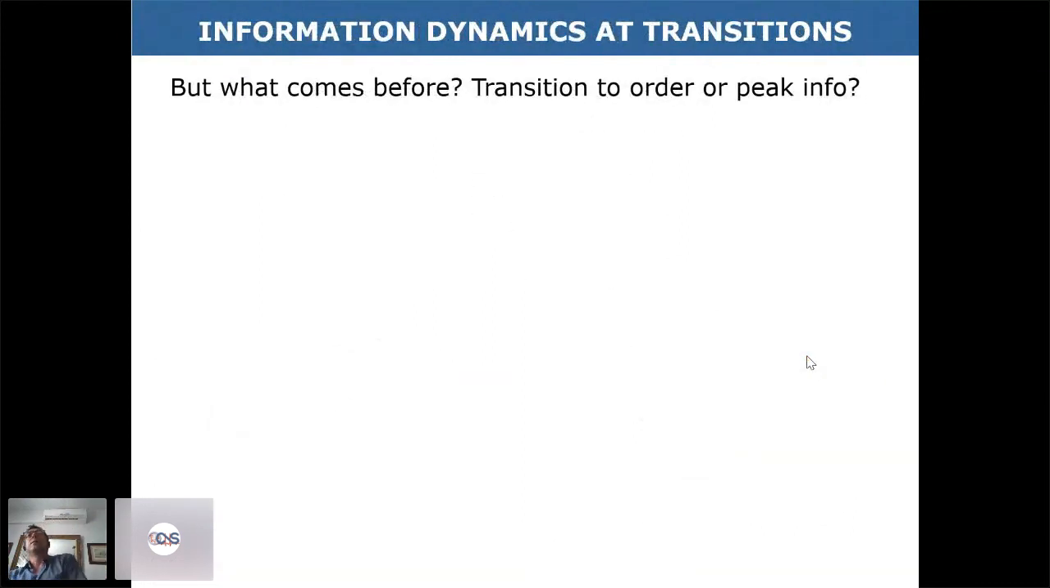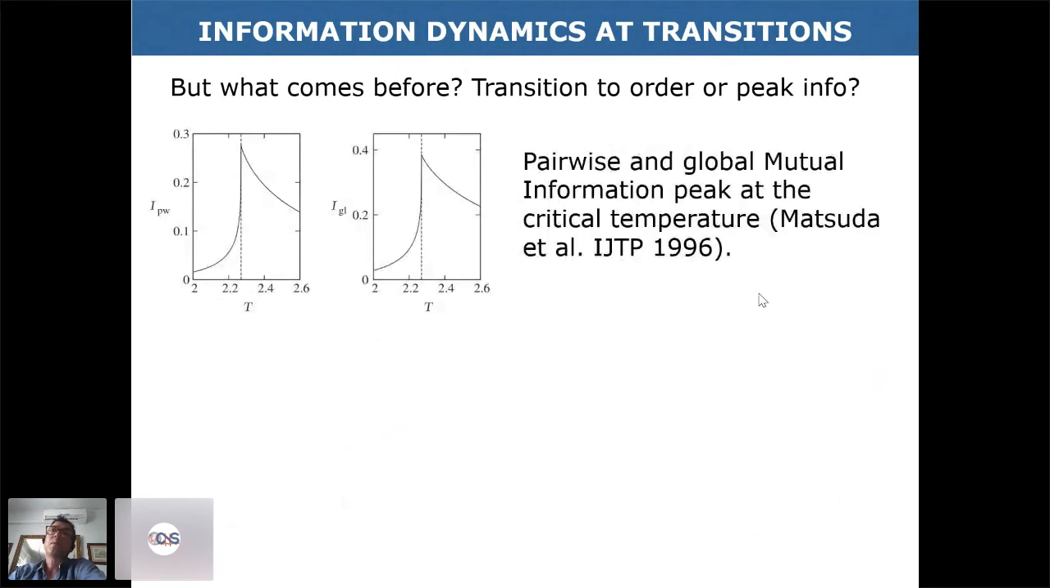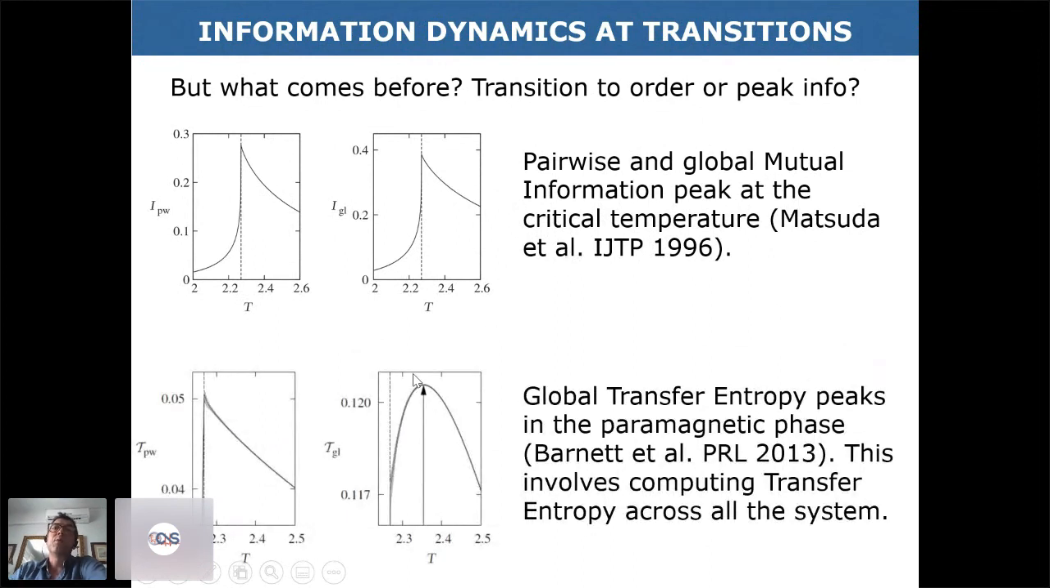So let's go back to a few slides before, and let's ask ourselves what comes before the transition to order, or the peak in information-based quantities. This is a result from the end of the 90s, an important result from Barnett et al. Also, our friend Joe was in that paper, showing that global transfer entropy peaks in the paramagnetic phase.